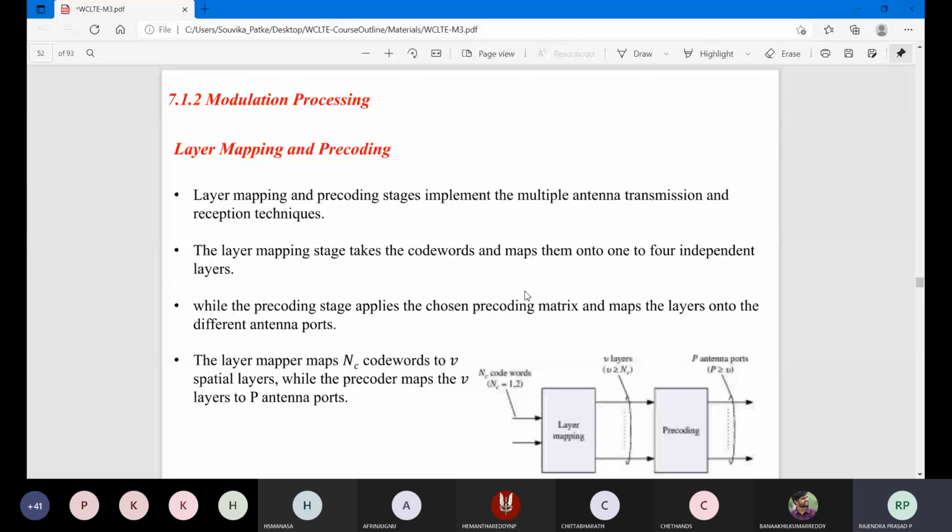Then we have layer mapping, and we will continue with layer mapping in the next class. Now we will stop because I have one more class scheduled for the 4th hour. So I'll stop the recording.